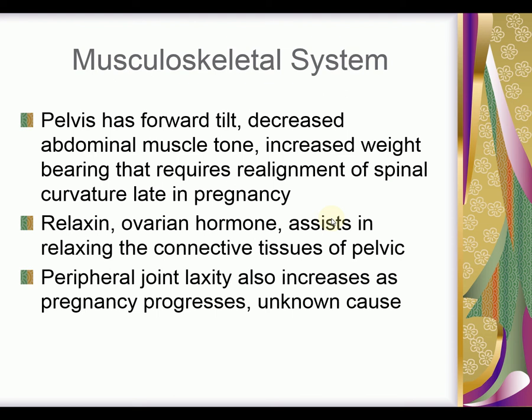Relaxin, one of those ovarian hormones, is going to assist in relaxing that connective tissue of the pelvis, so that you start having a relaxant in those connective tissues, so that when you get ready to have the baby, there is more room for the baby to come out. That peripheral joint laxity also occurs, but we don't know why it occurs. There has been no proven thing for that. The abdominal muscles can actually separate during the third trimester.